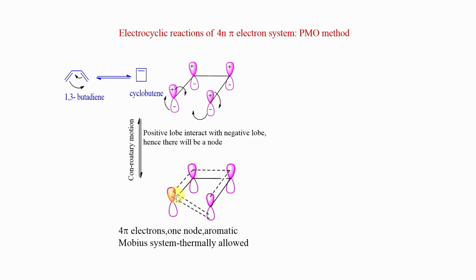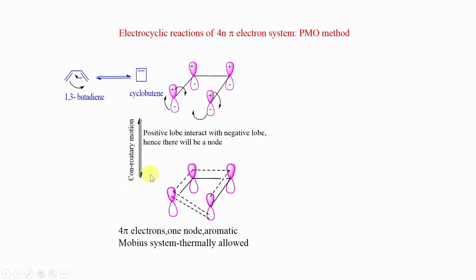So it is the array of atomic orbitals in the transition state with 4 pi electrons and a node. Here is a node because the interaction is between the positive lobe of the p orbital of one terminal carbon atom with the negative lobe of the p orbital of the other carbon atom. There will be a node, and so it is a Mobius system, and the reaction will be thermally allowed. So we can conclude the ring closure of 1,3-butadiene to cyclobutene is thermally allowed via the reaction taking place in a conrotatory process.